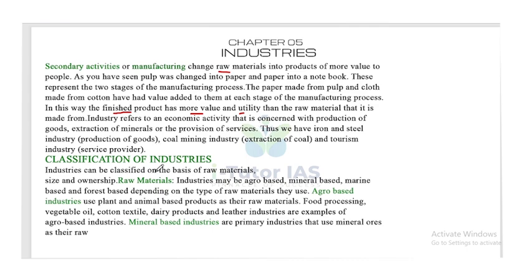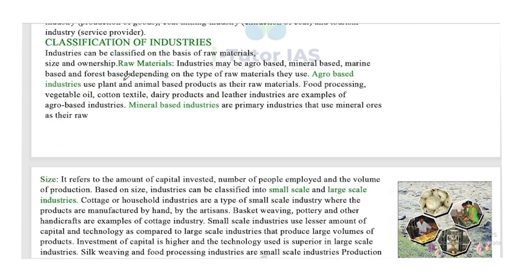Now, classification of industries. Industries can be classified on the basis of raw materials, size, and ownership. So the industries can be classified on the basis of three components. The first one is raw materials, then size and ownership. First, raw materials. Industries may be agro-based, mineral-based, marine-based and forest-based.